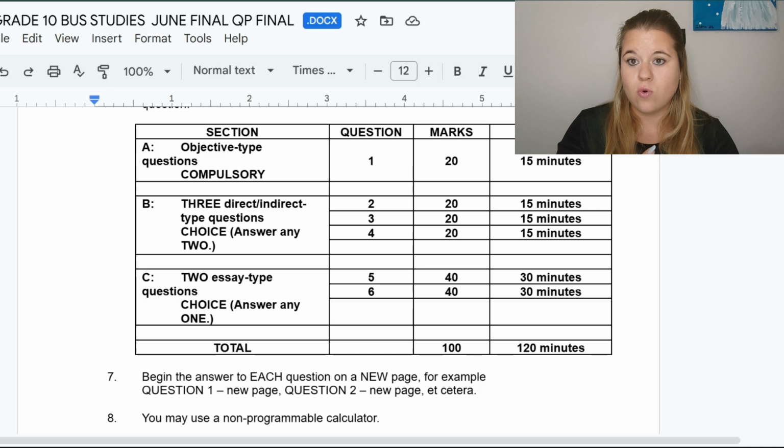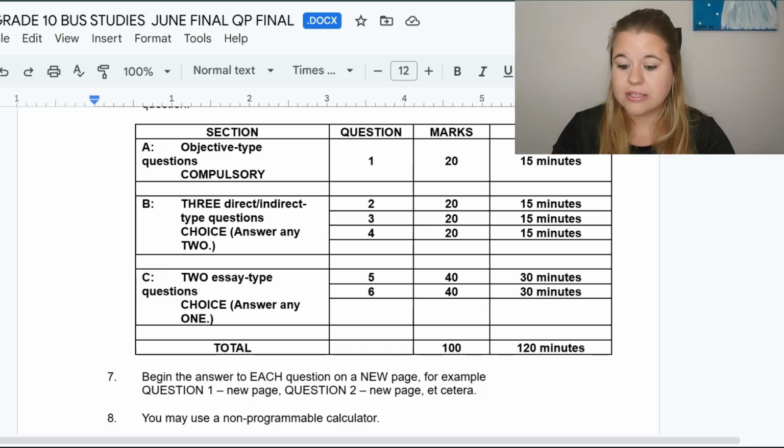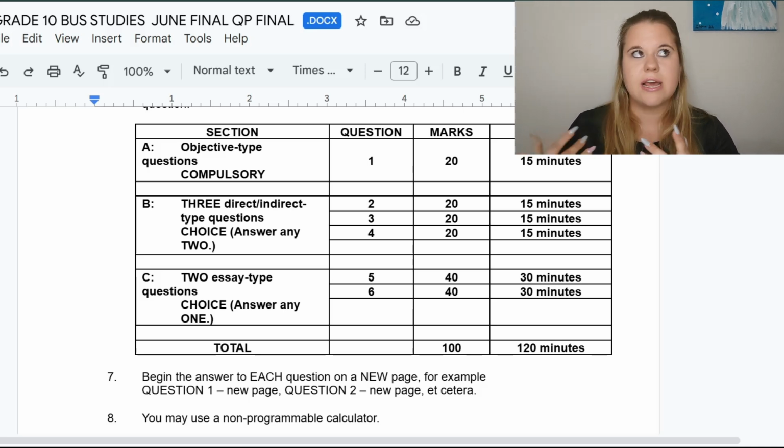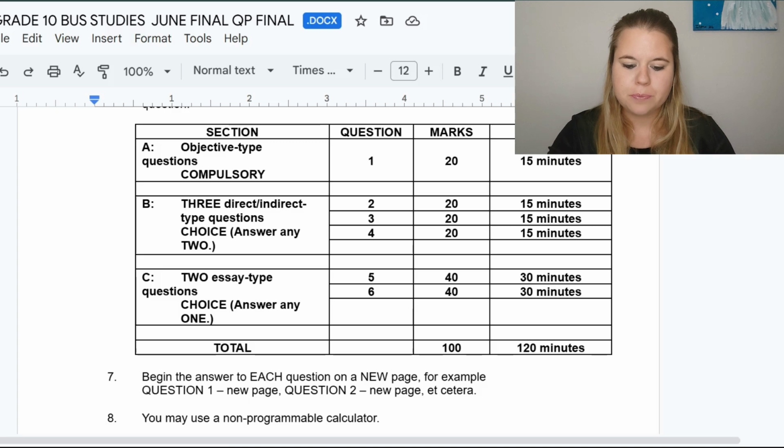Question 2, 3, and 4, you'll do 2 of them, so you should spend 15 minutes on each, counting up to 30 minutes. And then the essay is 30 minutes. I would say plan your time out well so that you don't spend too much time on one question and then waste time for another question like the essay, for argument's sake.